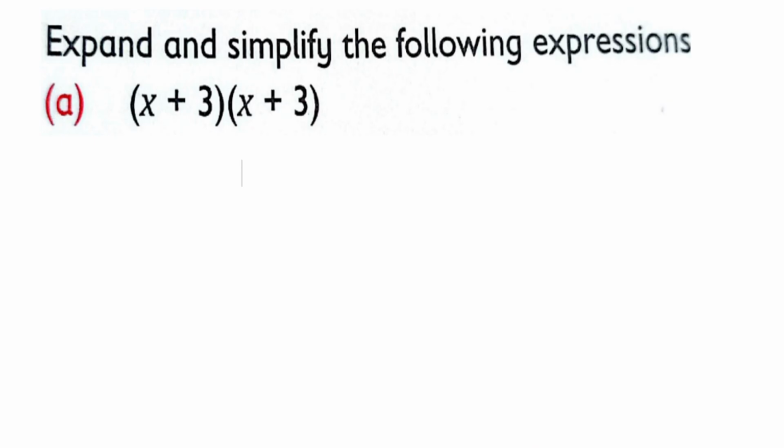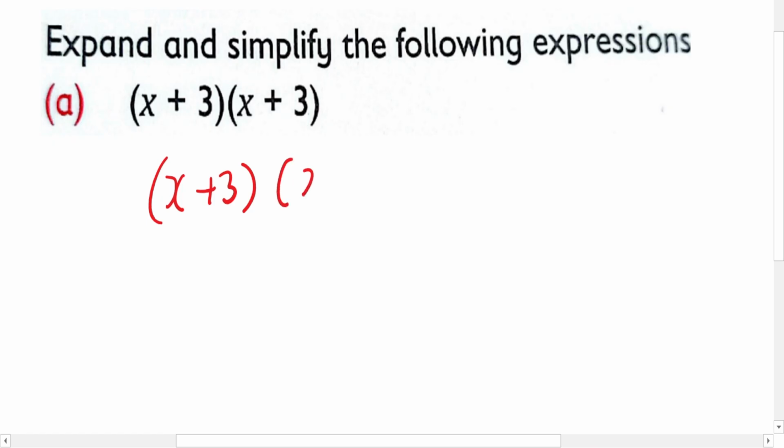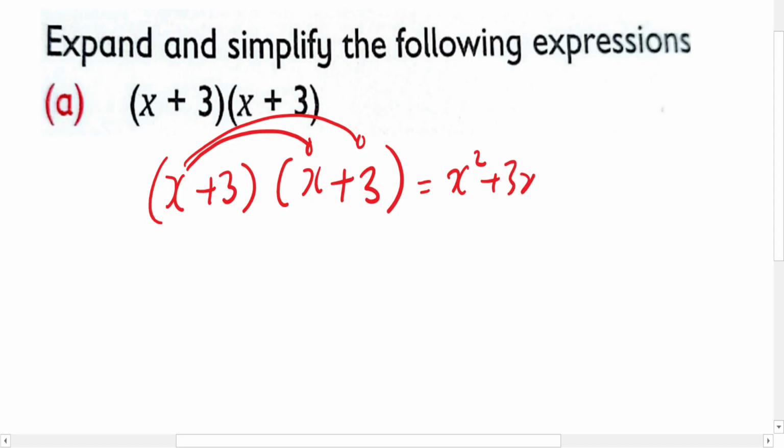Now expand and simplify the following expression, which is x plus 3 times x plus 3, which you're seeing here. For you to simplify this expression, you go stepwise. There are numerous ways to solve such a question. The first and simplest way is this one. You do x times x and you get x squared. Then you do x times 3 and you get 3x. The next step, you do 3 times x, you get 3x, and then 3 times 3, you get 9.